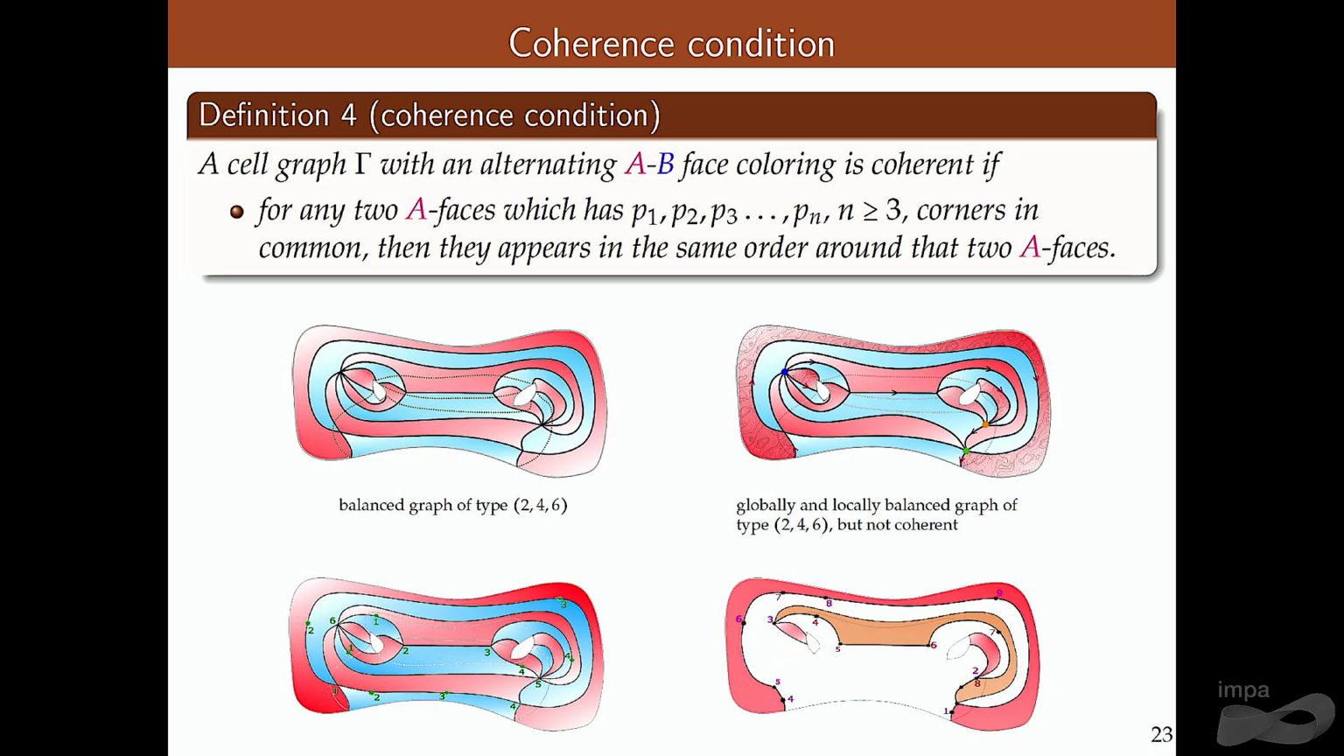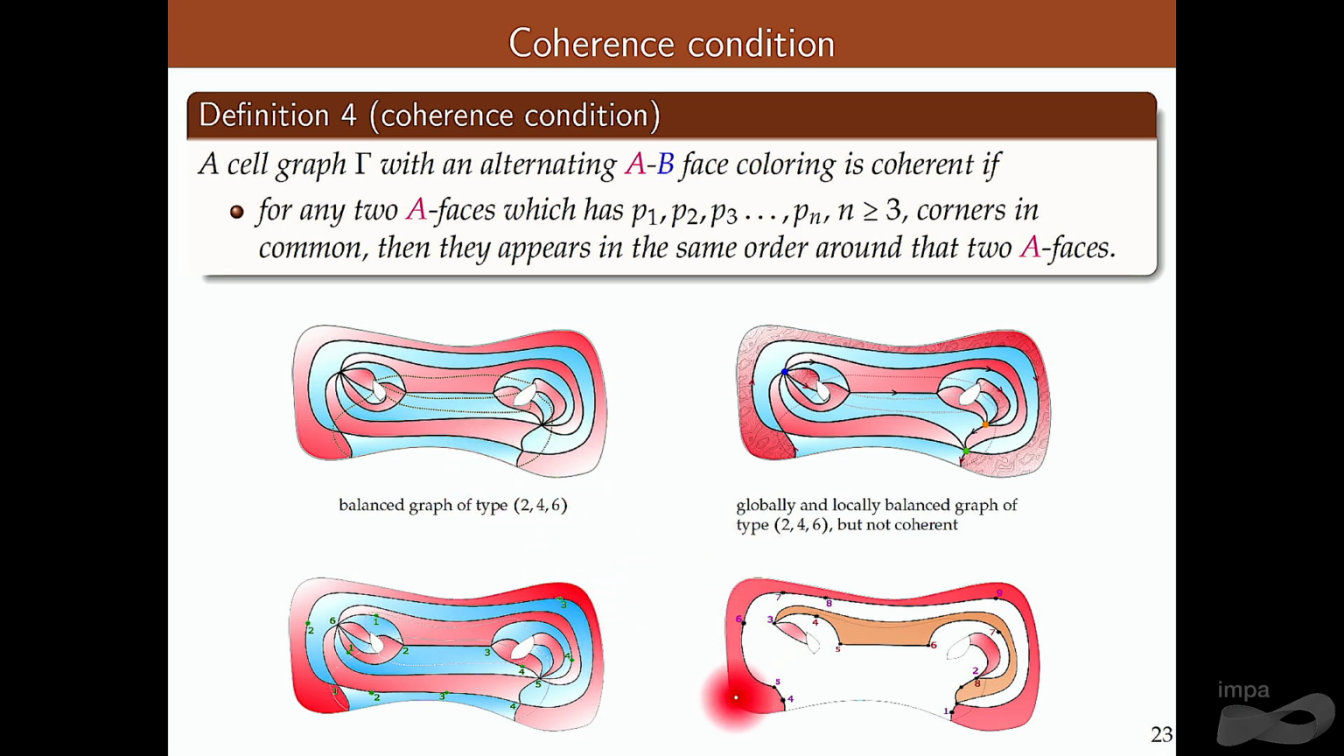A cell graph is coherent if, whenever two faces have three or more points in common, those vertices appear in the same order around them. That is a cohomological condition. Here you are dealing with cohomology in an elementary way. I don't have time to go into the proof, but the elements appear here.